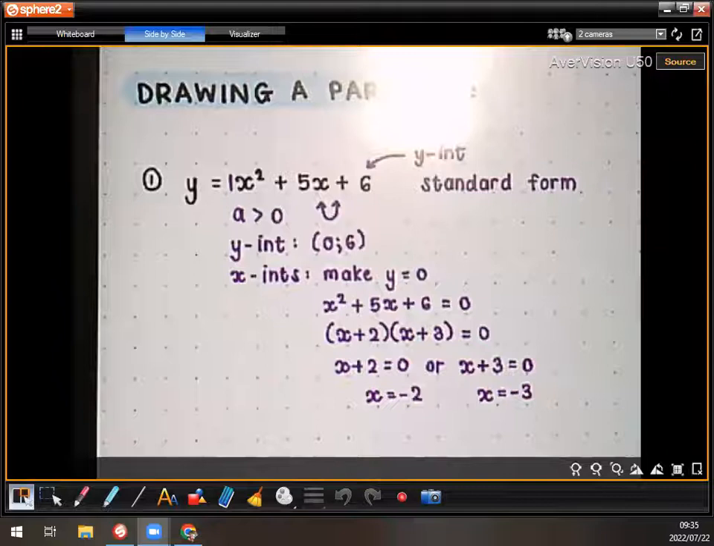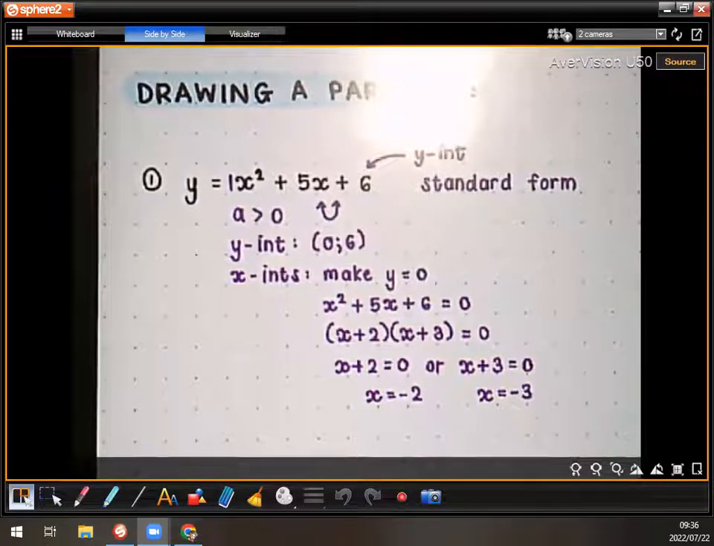Okay, so this was the equation of the given. I have already calculated the y-intercept and the x-intercept. Guys, usually that would be where we would stop, right? We have the y-intercept and the x-intercepts.